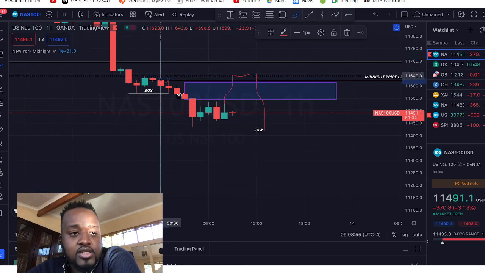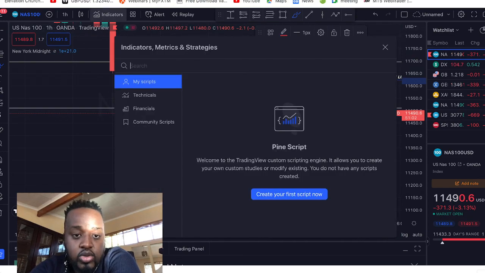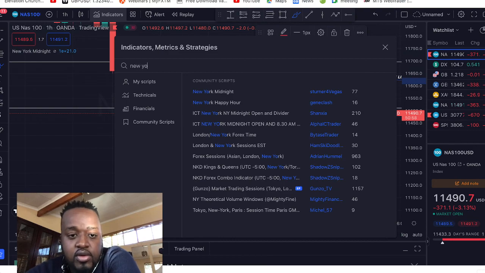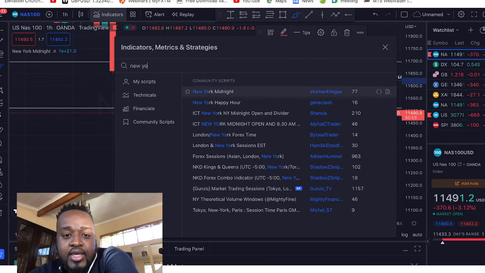Simply to get that, just go to indicators, search for New York, and the first thing that will come up will be the New York midnight indicator. Probably the only indicator that I use.